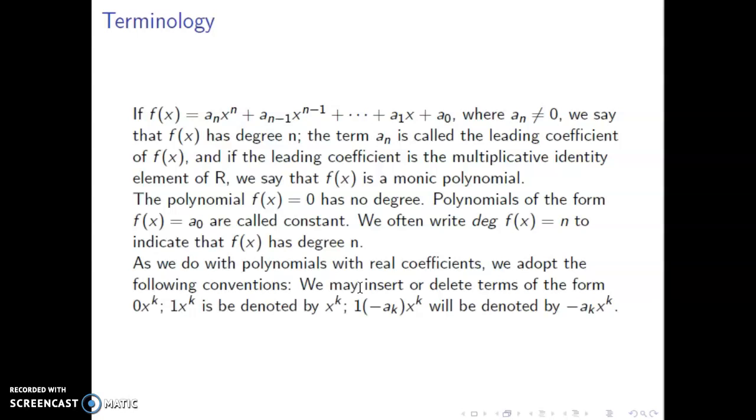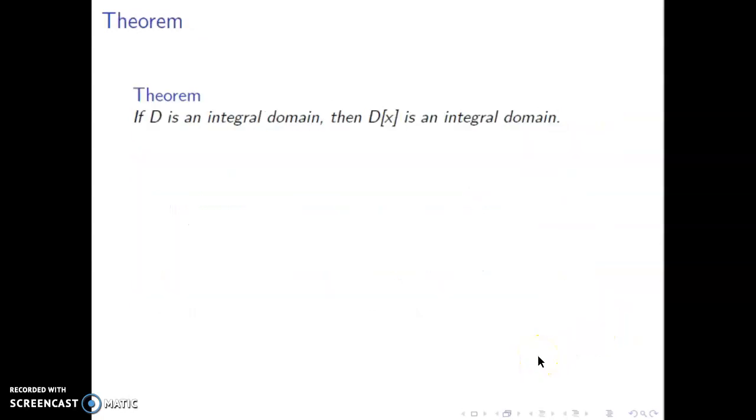Again, we use the conventions that we have with polynomials with real coefficients. We adopt the following. We can insert or delete terms of the form 0 times x^k. 1 times x^k we simply denote as x^k. 1 times minus a_k x^k will be denoted as minus a_k x^k.